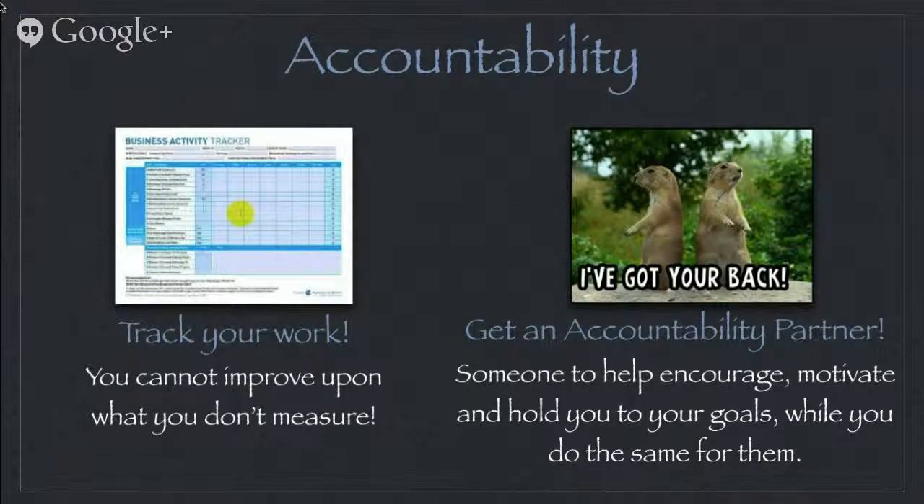You also need an accountability partner or a success partner. This is somebody who's going to have similar goals to you, similar work ethic, somebody you obviously get along with. And this is someone that's going to help encourage and motivate you and hold you to your goals, and you're going to do the same for them.